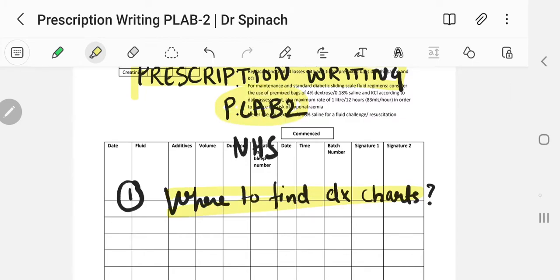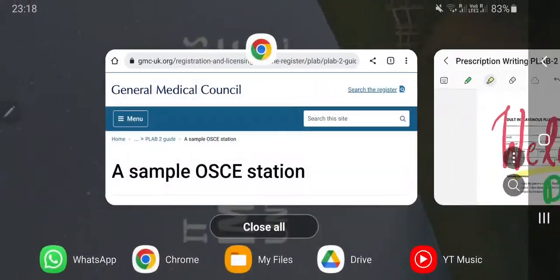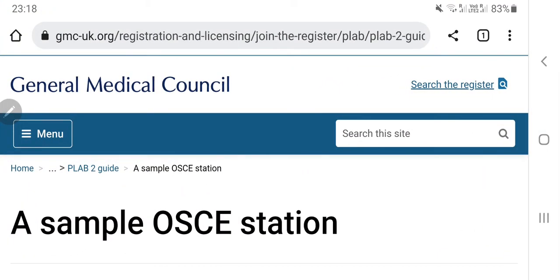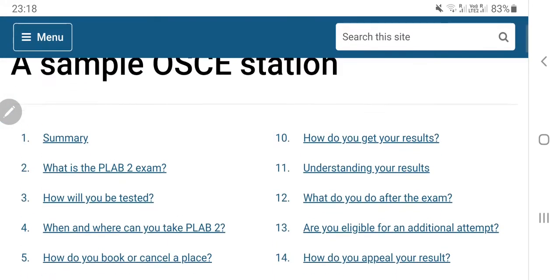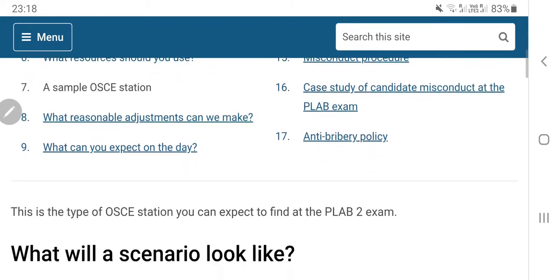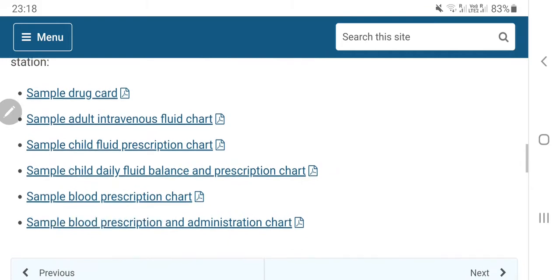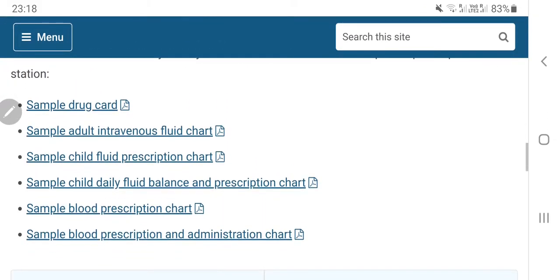Now, let me take you to the website where I found this drug chart. You just have to go to the General Medical Council, go to the PLAB guide and then go to a sample OSCE station. If you go to the sample OSCE stations, that is where, in additional information, you can find all the PDF documents of the drug chart. So before going to your exam, it is important that you download these drug charts and practice your prescription writing in all of these drug charts. I'm using the sample drug card over here. We do have other ones like intravenous, child fluid prescription, and the rest of them.